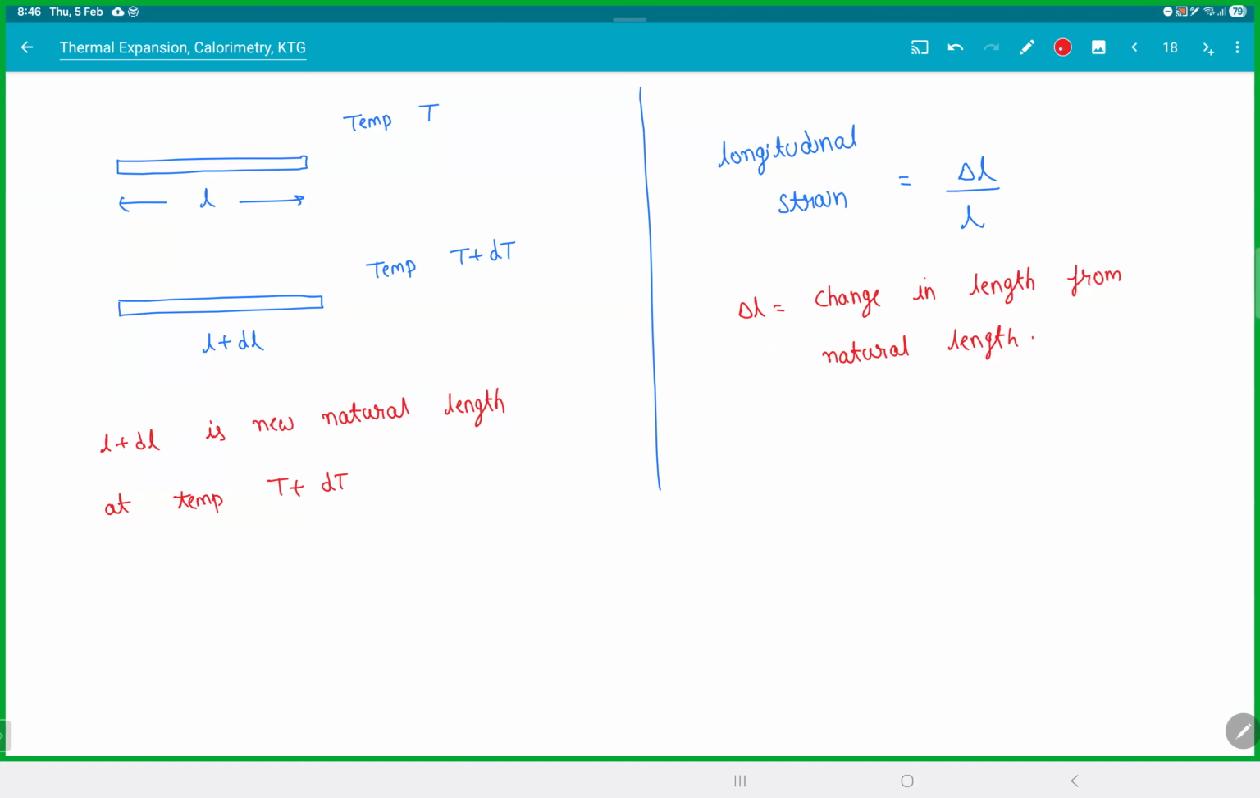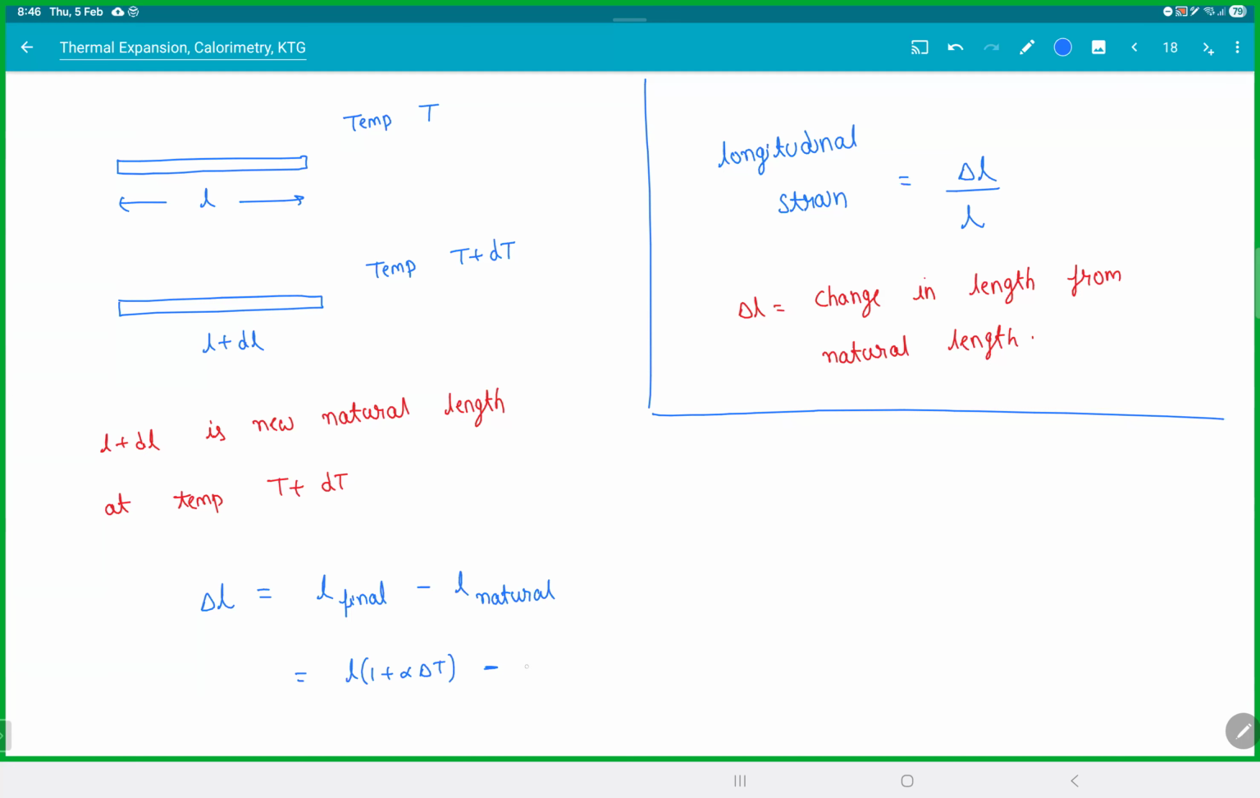So now when I ask you in this case, find the longitudinal strain. This is what you do. Here, the delta L will be L final minus your natural length. So it is a comparison with respect to your natural length. What is the final length of the rod? L into 1 plus alpha delta t. What is the natural length of the rod? L into 1 plus alpha delta t. So what is the change in length?